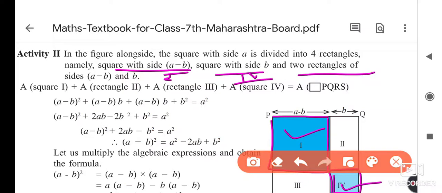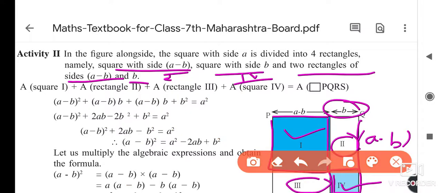Now two rectangles: suppose here two rectangles are there. One side is a minus b and another side is b. This type of two rectangles are here.